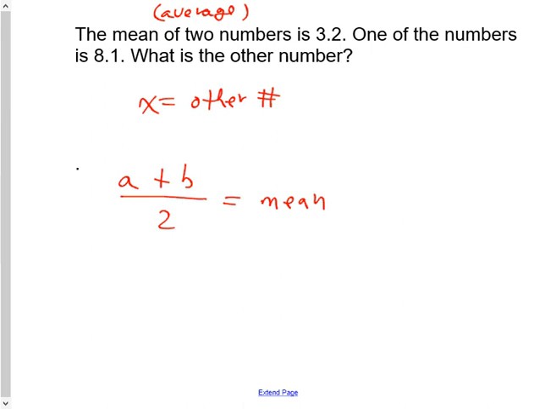So since the first number is 8.1 plus the second number, which we don't know, those two numbers added together and divided by 2 will be the mean, which is given to you as being 3.2. So the way we set this up is the first number plus the second number divided by 2 equals the average. So therefore 8.1 plus the second number that we don't know divided by 2 will be your mean.